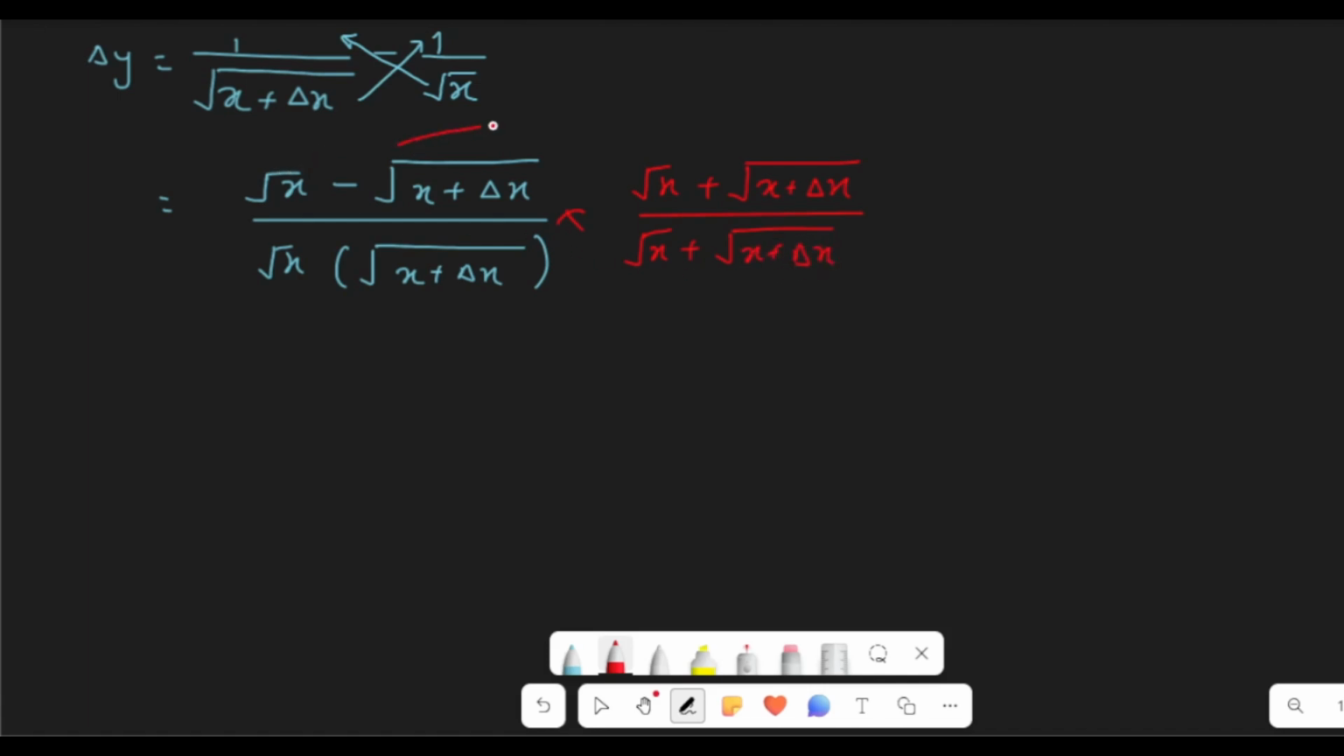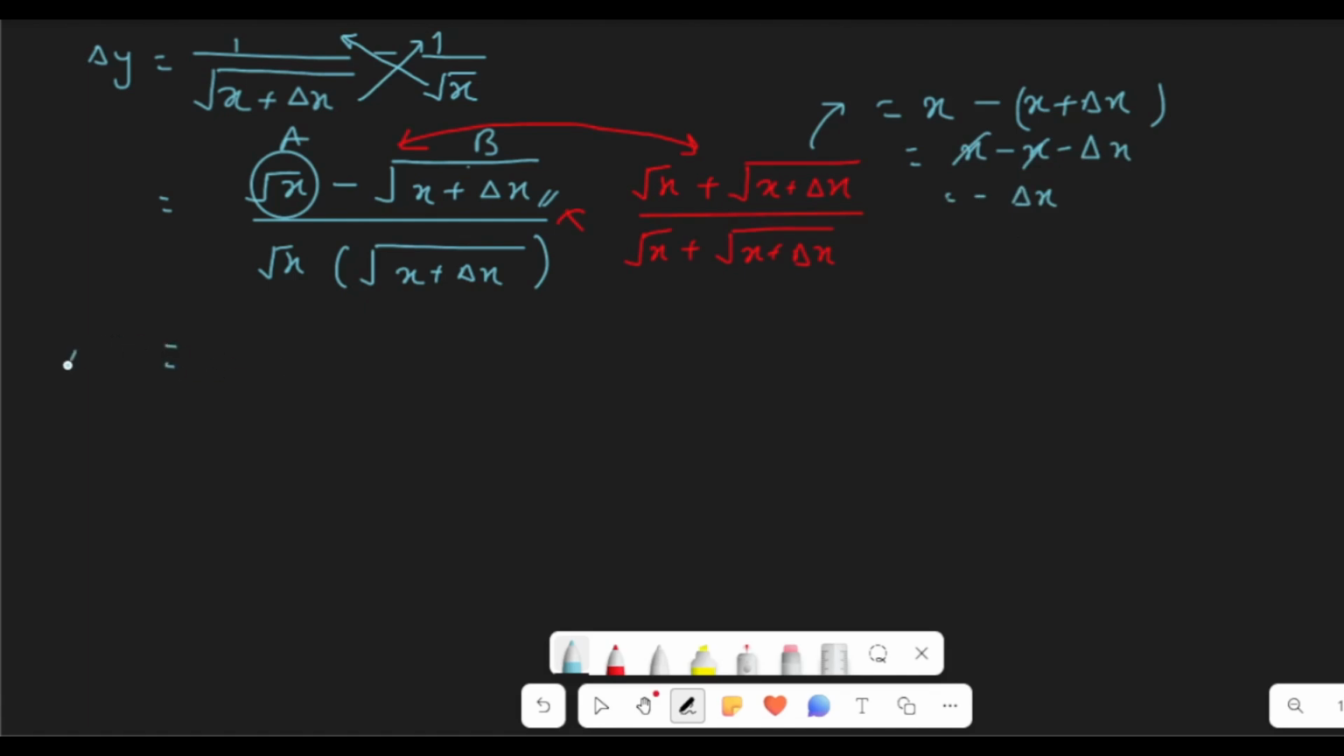If you multiply these two, again it is a minus b times a plus b, that is a square minus b square. These are a, these are b. So a square is root x square, that means x, minus b square, where the root will disappear and it will be x plus del x. And when we open the bracket with minus, it becomes minus minus, so in the numerator we will have minus del x only.